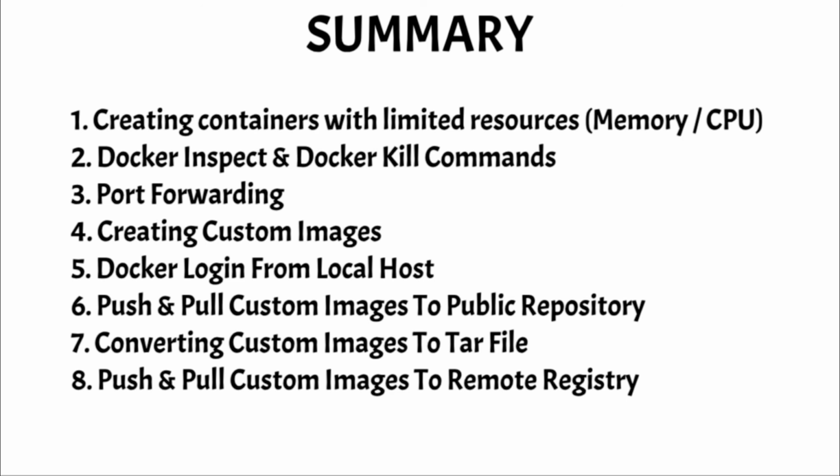And then we saw how we can create a custom image from our existing image or our existing containers, and later we can create containers from that particular custom image. So we saw both the processes, and then we saw how we can log in to our remote repository, which is the public repository available in the Docker Hub account. And then we saw how we can push or pull any particular custom image to and from the public repository in the Docker Hub account. And then we saw how we can convert a particular custom image to a tar file, and after that how to use that tar file to create the custom image back. And finally we looked at how we can push and pull any custom image to a remote registry.